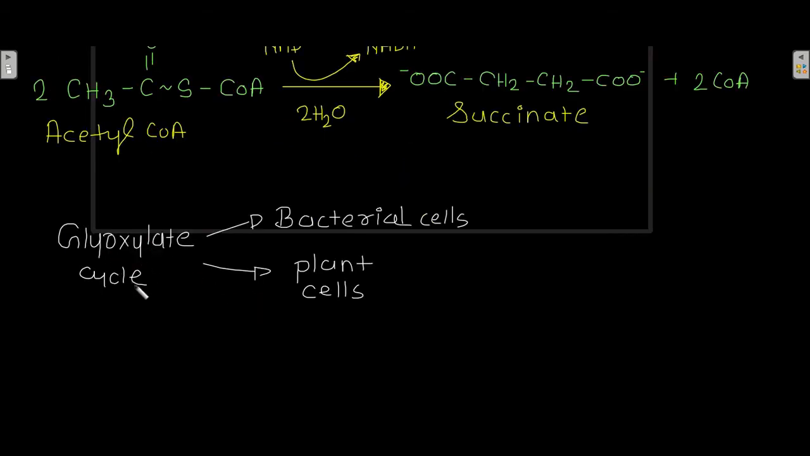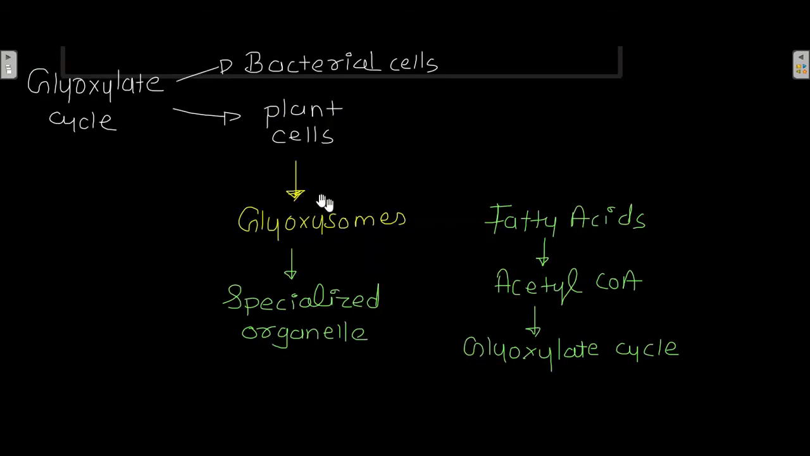Now this glyoxylate cycle, that is the conversion of these two acetyl coenzyme A molecules into one molecule of succinate, occurs in bacterial cells and in plant cells. Now in plant cells, the glyoxylate cycle occurs in glyoxysomes. Glyoxysomes are only found in plant cells. Now these glyoxysomes are specialized organelles.